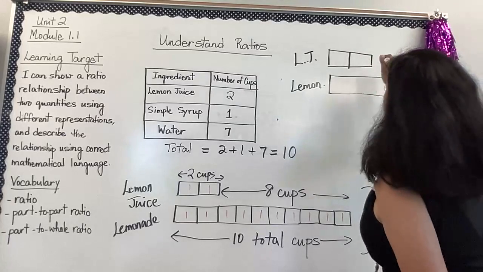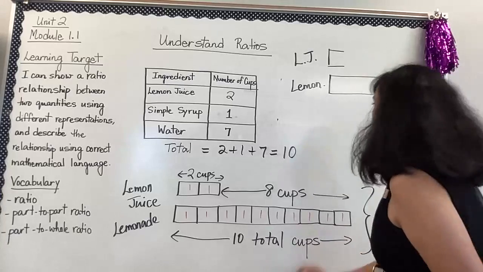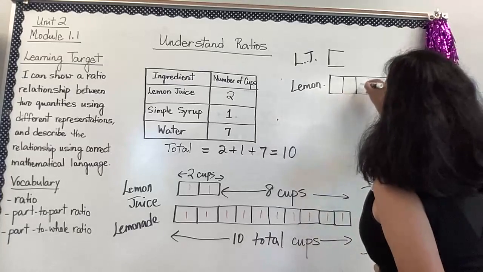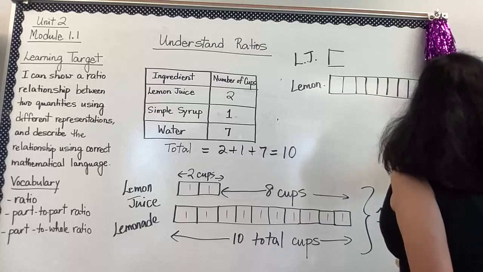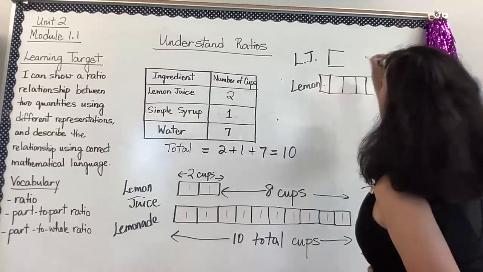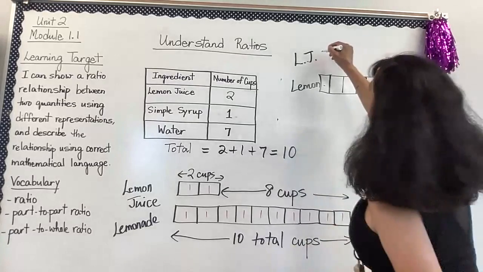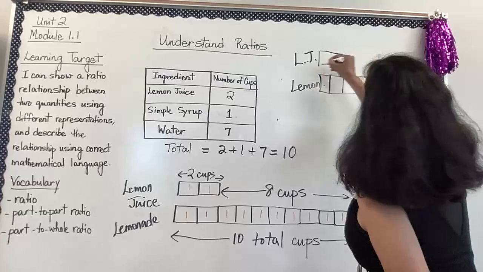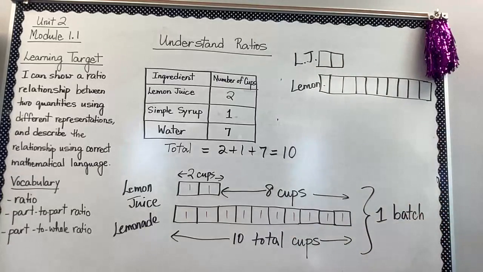Let's try to make this a little bit shorter. Let me fit my 10 over here: 1, 2, 3, 4, 5, 6, 7, 8, 9, and 10. I'm running out of space, and that is why I'm doing it this way. Here we go, and this is my 2 that was represented earlier. Now we're going to see what happens when I have 2 batches.